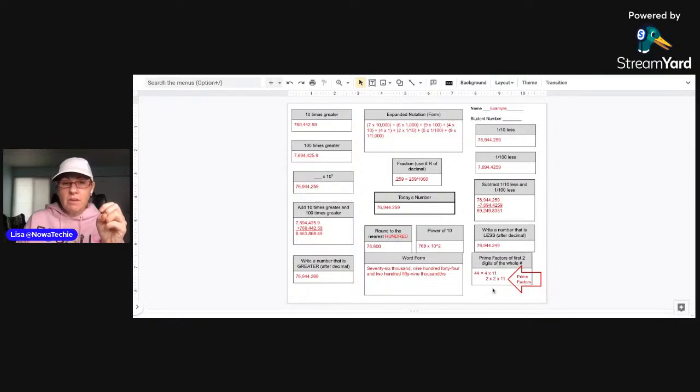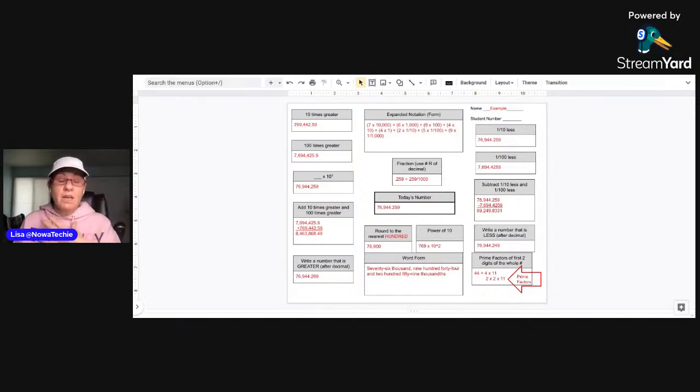Prime factors, there's not a lot of room on this, but prime factors on this one. And that shows up on a lot of the fifth grade math ones. It's just a harder concept, so I needed to do that. Now, here's the beauty of this. If you're not working with prime factors with your students, you can take it off, make a copy, and your kids don't have to do it.